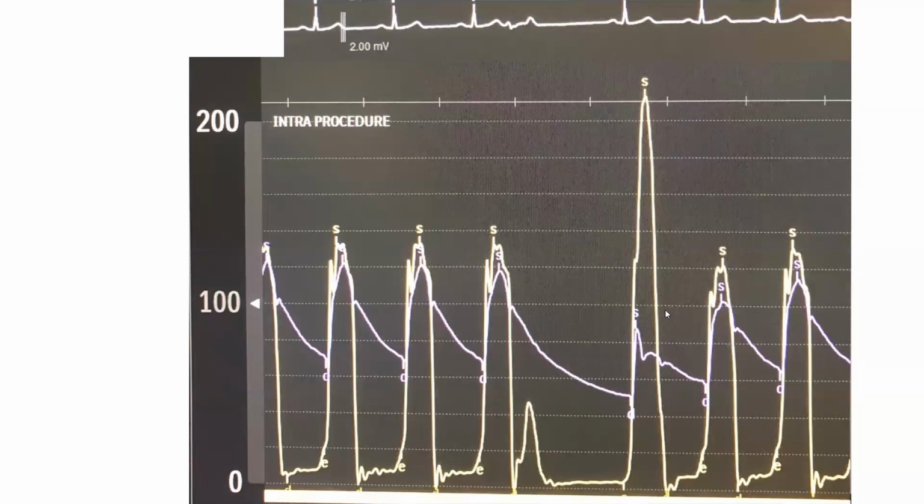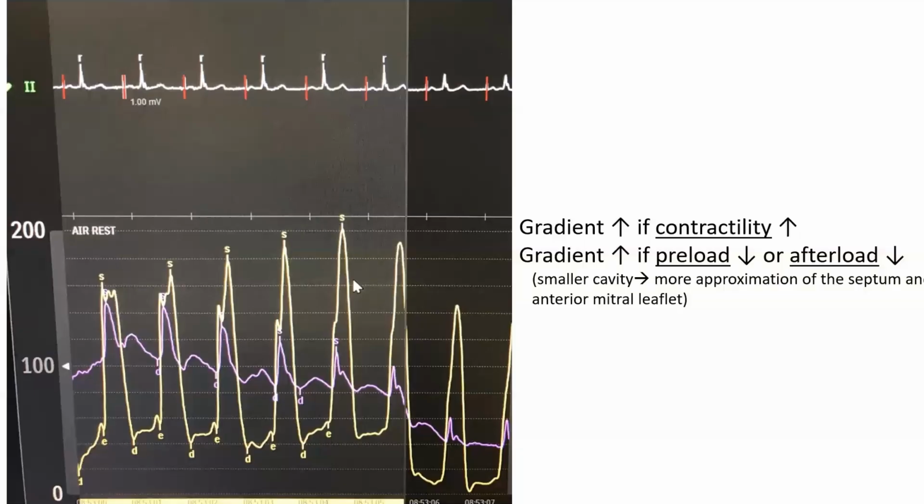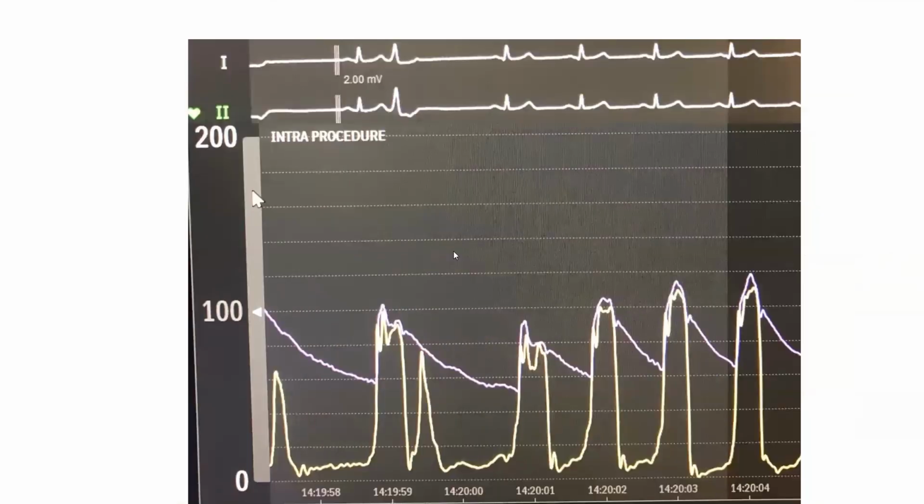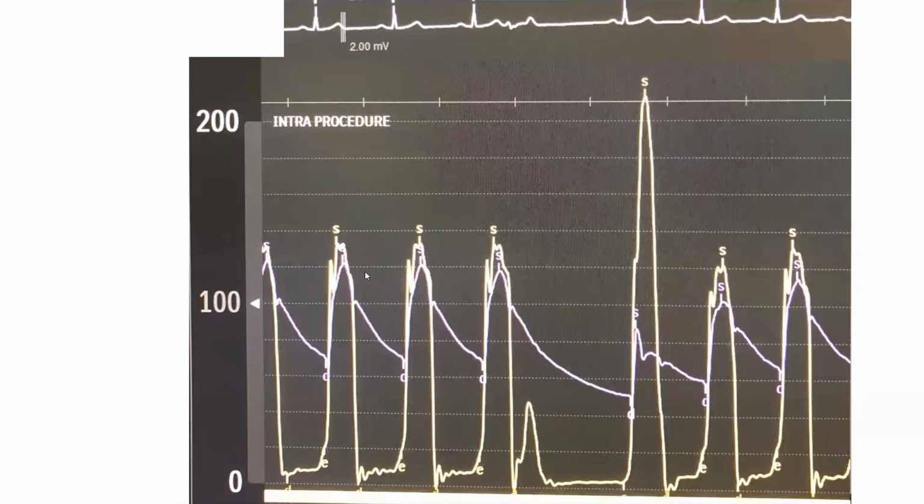And it's explained by the fact that you get an increase in contractility. The preload actually rises after a PVC, but the increase in contractility is so pronounced, it trumps the rise in preload. This is the same patient, okay? He wasn't having much gradient at rest. He had a big gradient with a PVC.